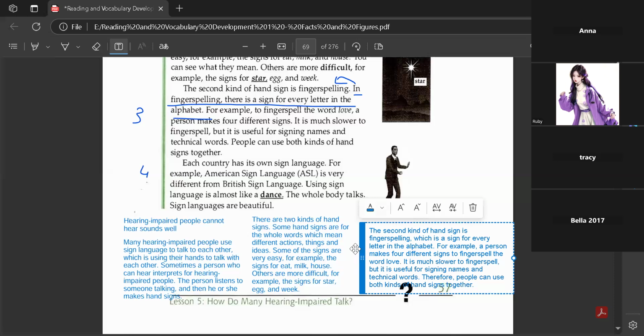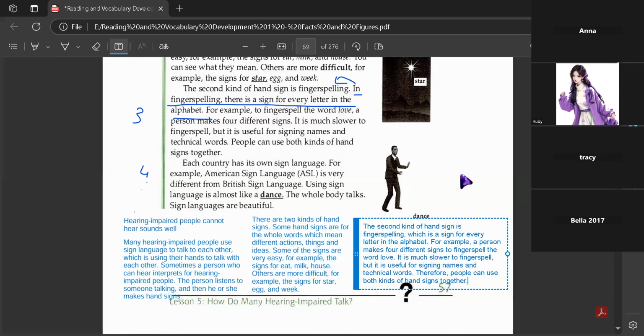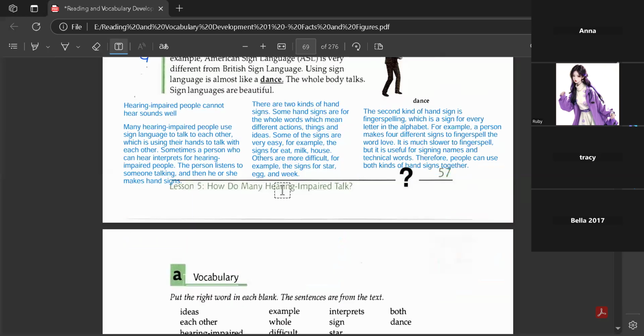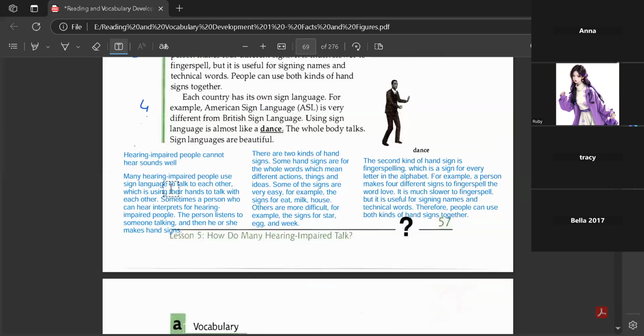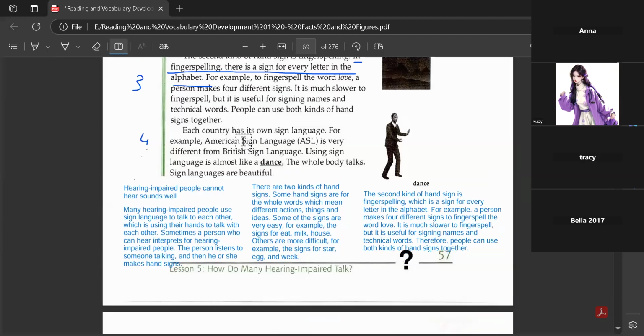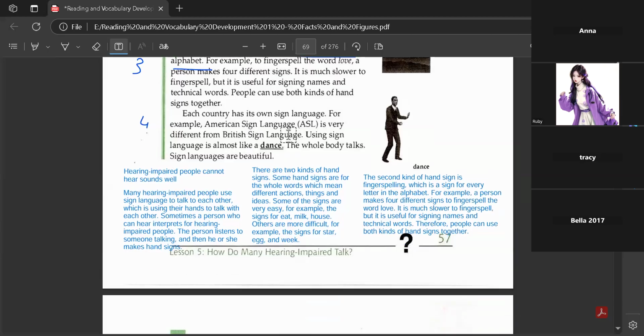Okay, so this is the third paragraph. And lastly, the fourth one. Each country has its own sign language. For example, American Sign Language is very different from British Sign Language. Using sign language is almost like a dance. The whole body talks. Sign language is beautiful.